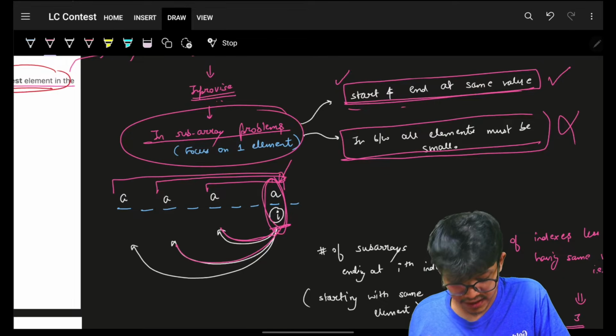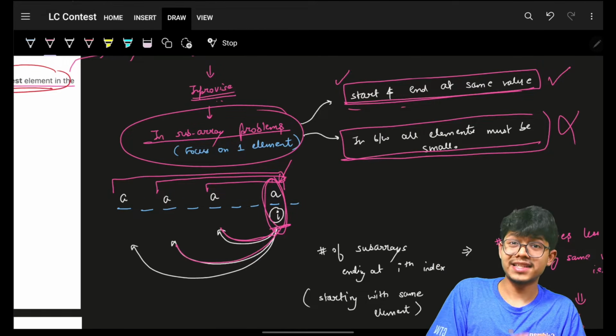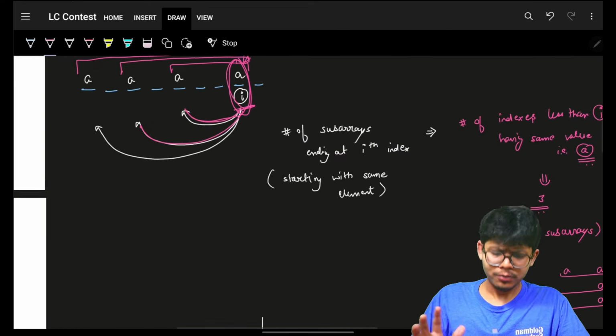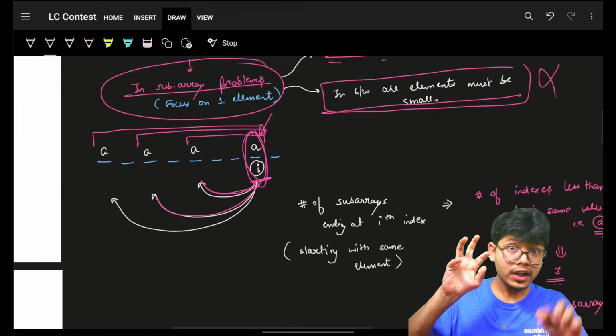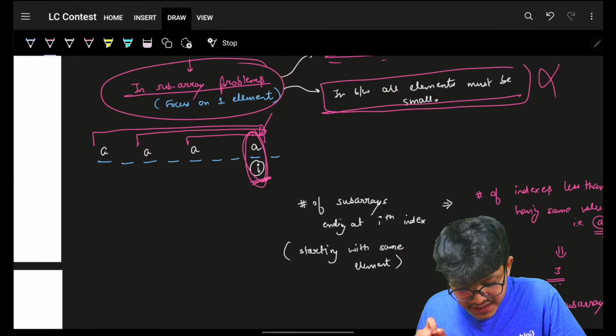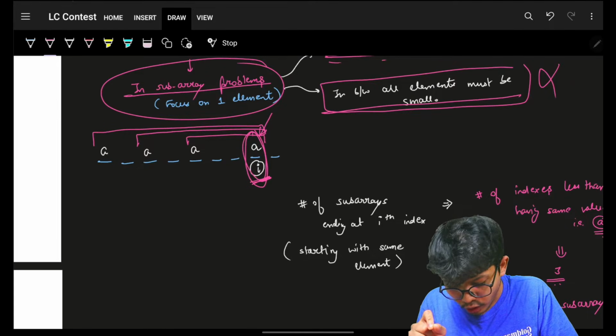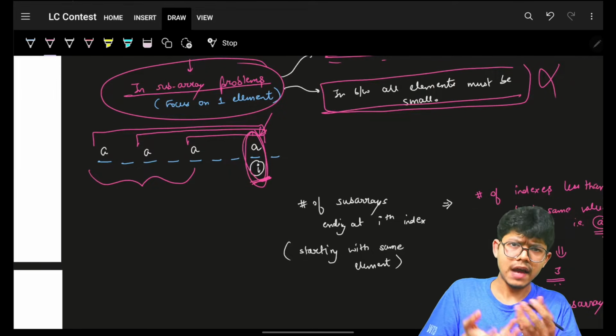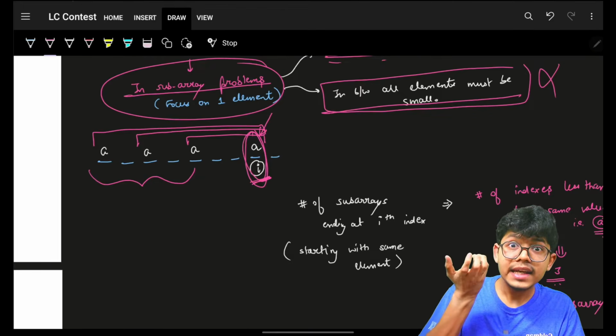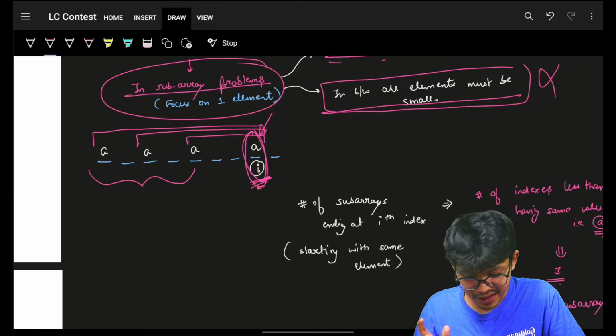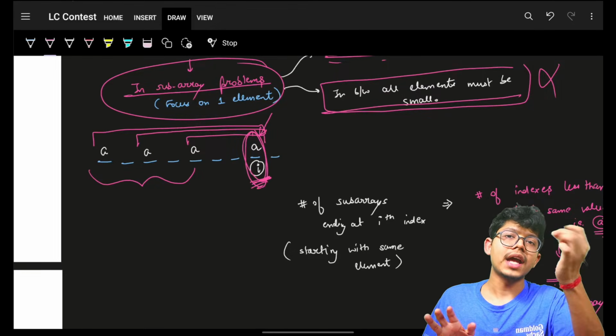Again, this is one subarray which I can make. I can make these three subarrays, and that is how I can solve it. Now, simply, what did we need? At the ith index, I need the count of all the elements which have the value A. If I know that count, I can simply add the contribution at the ith index.